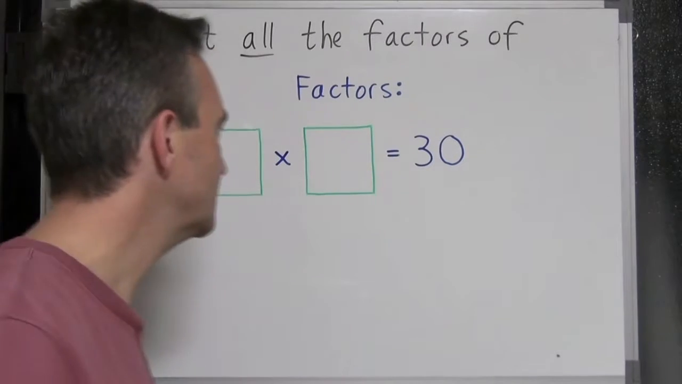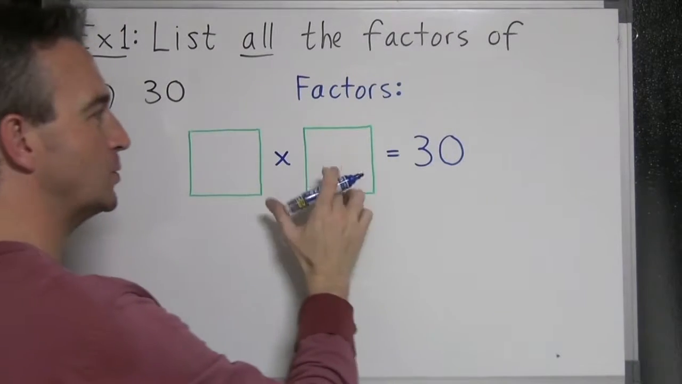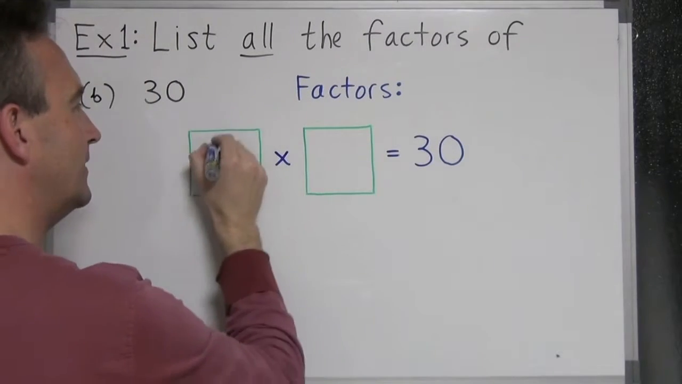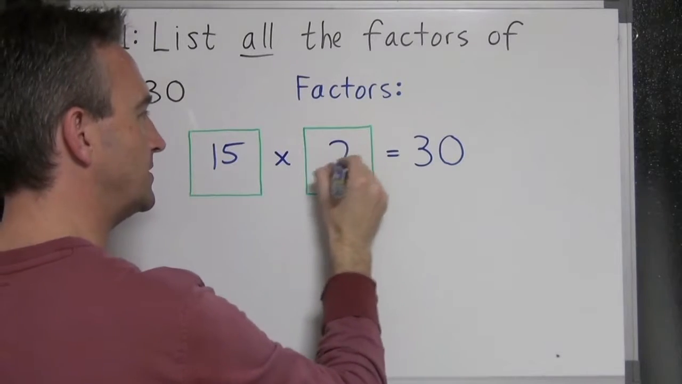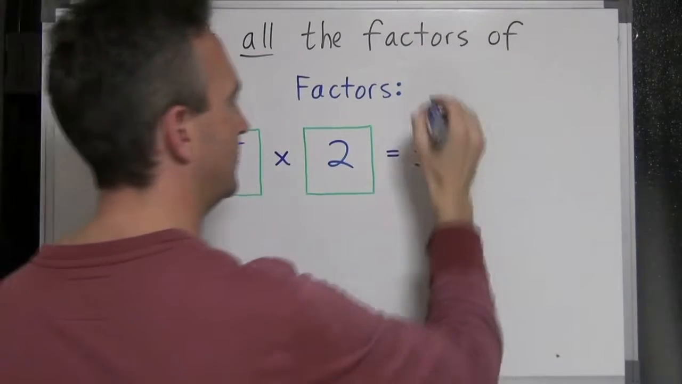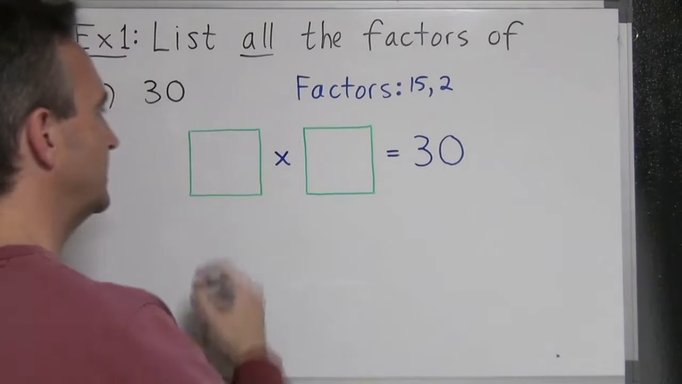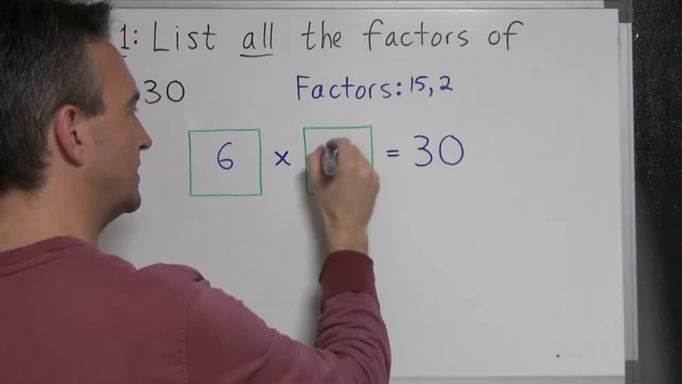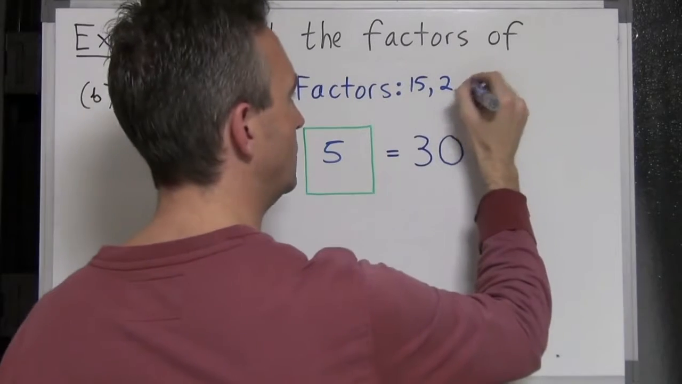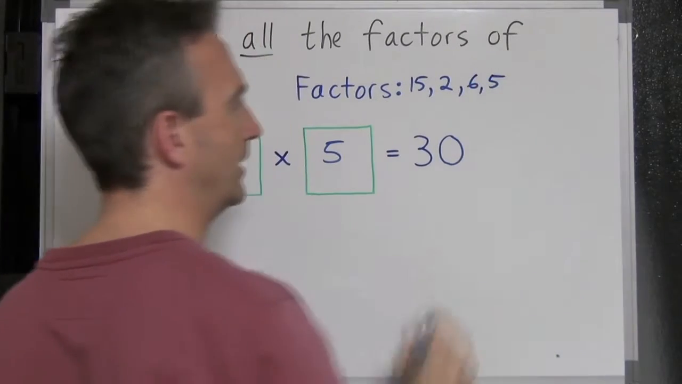On to another one. Let's try 30. So what times what equals 30? 15 times 2 is 30. So these are two factors of 30. 15, 2. And also, 6 fives are 30. 6 times 5 is 30. Two more, 6 and 5.